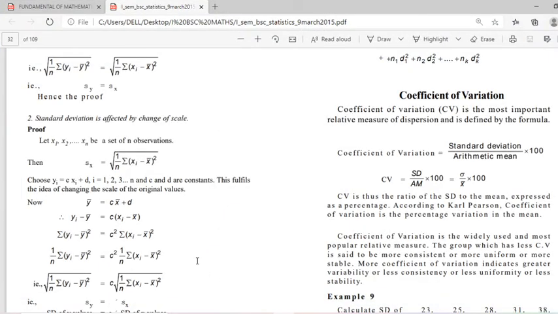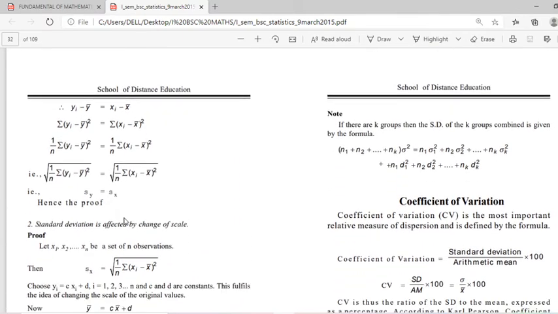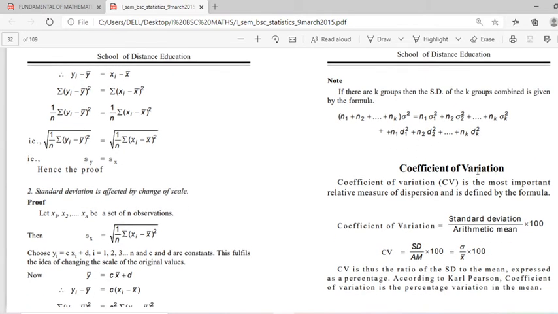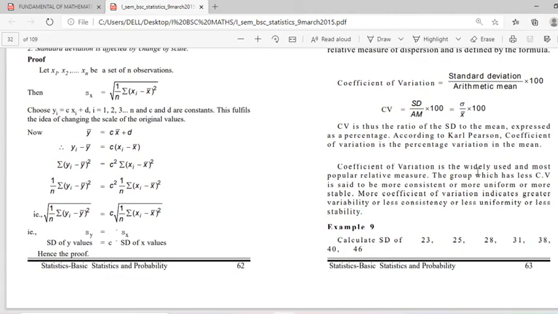So this is the step in the book, and there is a note here. There are k groups of standard deviation. The k groups combined is given by the formula: (n1 + n2 + ... + nk) sigma square equals n1 sigma1 square + n2 sigma2 square + ... + nk sigmak square + n1 d1 square + n2 d2 square + ... + nk dk square. You can use that formula in problems.